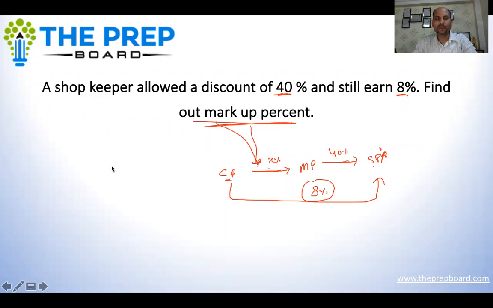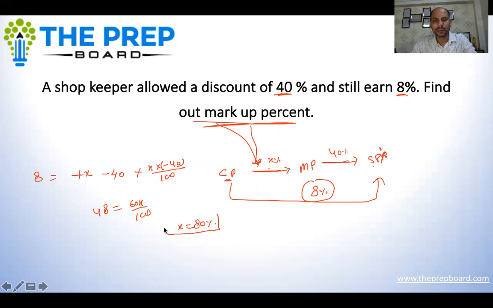So now put this into the formula. The first change is plus X% because it increases the price. The second change is minus 40% because it is a discount and it decreases the price. X minus 40 plus X into minus 40 upon 100 should equal 8. We'll get 48 equals 60X upon 100, or we can say X is 80%. It means the shopkeeper initially marked up the price by 80% and then allowed a discount of 40% and ended up with a profit of 8%.